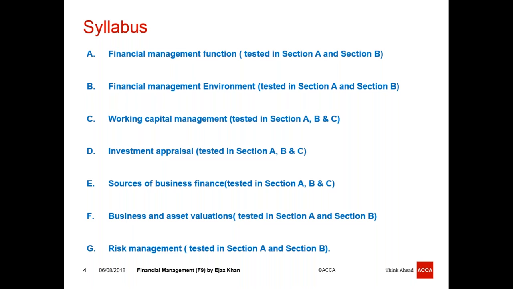Sources of finance, same. You will see objective type questions. You will see constructed response questions from this area as well. Business valuation and cost of capital. This area will mainly be tested in your section A and B of the paper. And then the risk management, which will also be tested in the form of objective type questions.